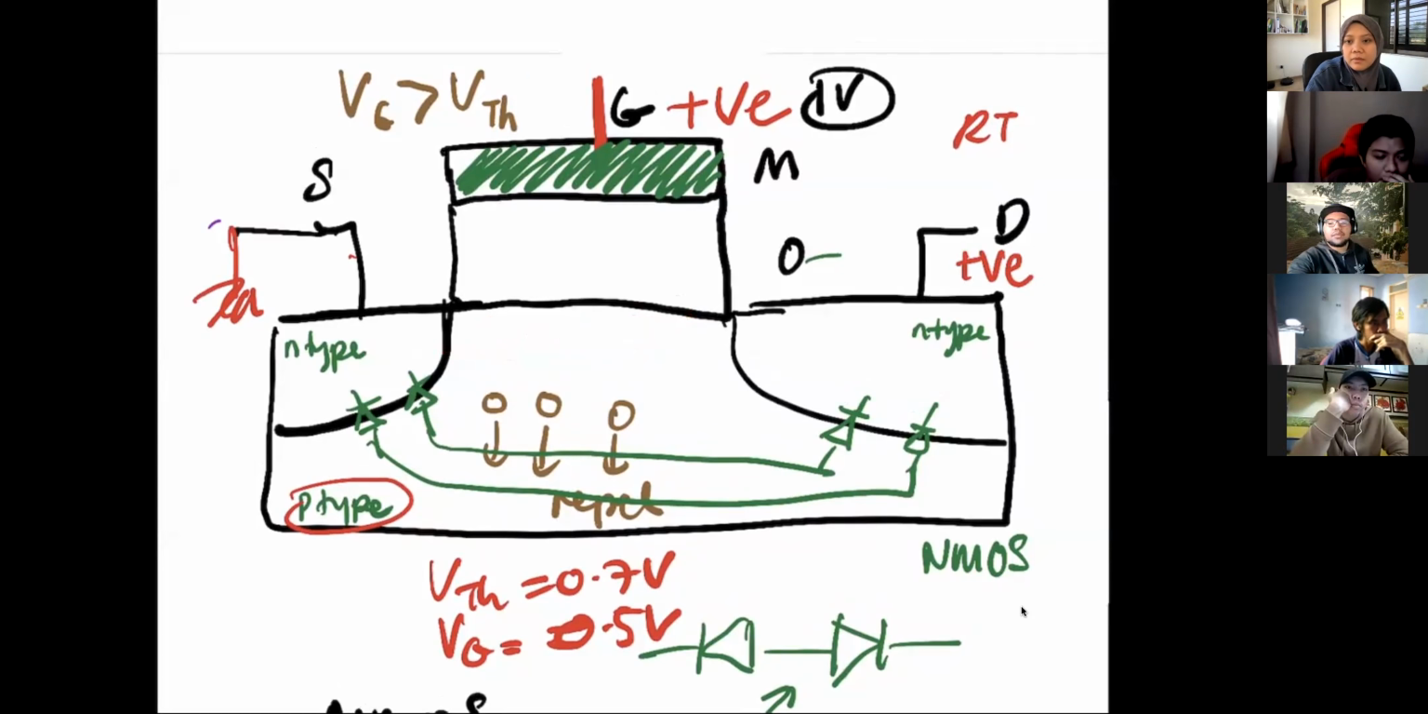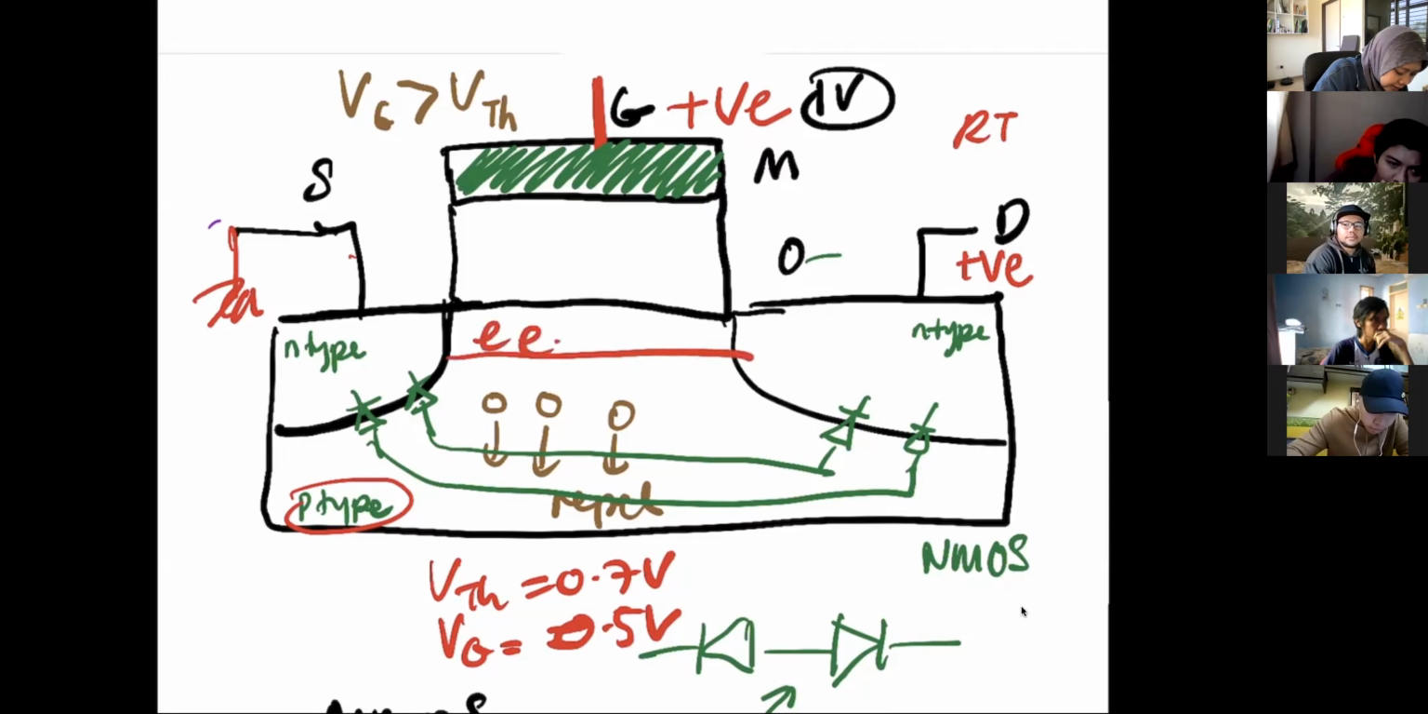Because we want the electrons to run from source to drain. Because yes, you want to attract the electron, right? So you put the positive voltage to attract the source, the current, the electron to go to the drain. So this is the inversion channel. So now you are completing the circuit.